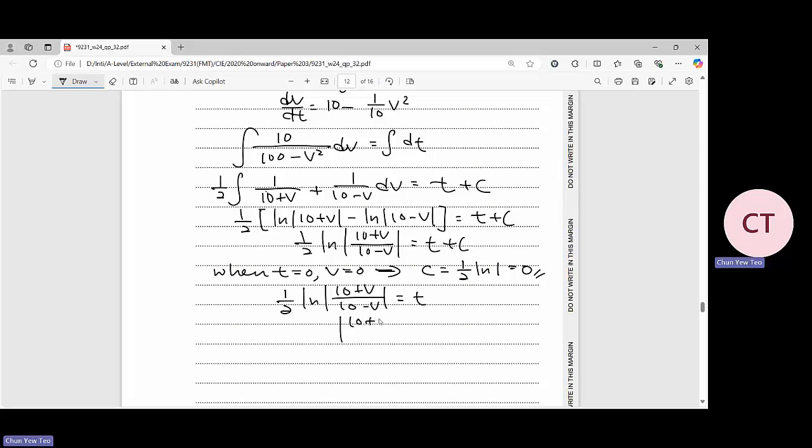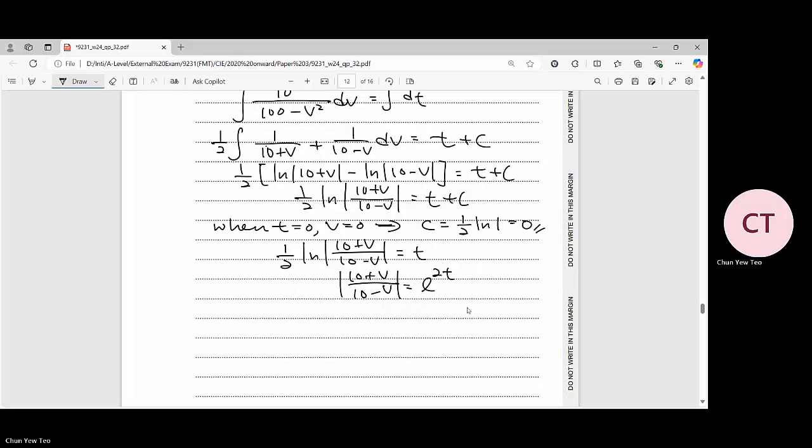So if you take the modulus of (10 + v) over (10 - v), it equals e to the power 2t. Okay, so when we take away the modulus, there are two possibilities: either positive or negative. We need to choose one of them. The answer here needs to fulfill t equals 0, v equals 0, and in order to fulfill that, your answer must be positive. So just mention like this will do. Just straight away take away the modulus and decide it to be positive e to the power 2t, because of t equals 0, v equals 0.